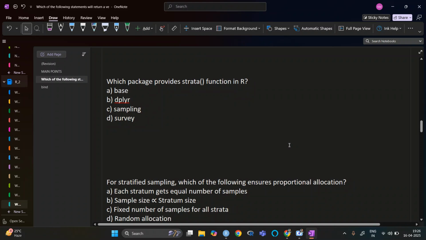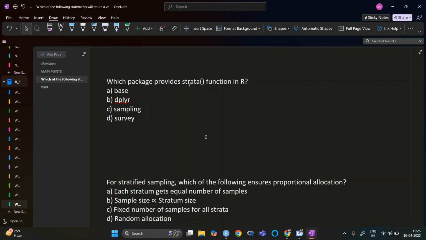Now, the strata function is in which package? If you want to perform stratified sampling, which package do you need to use? Survey, base, or dplyr? It's a sampling function. The strata function is in the sampling package.